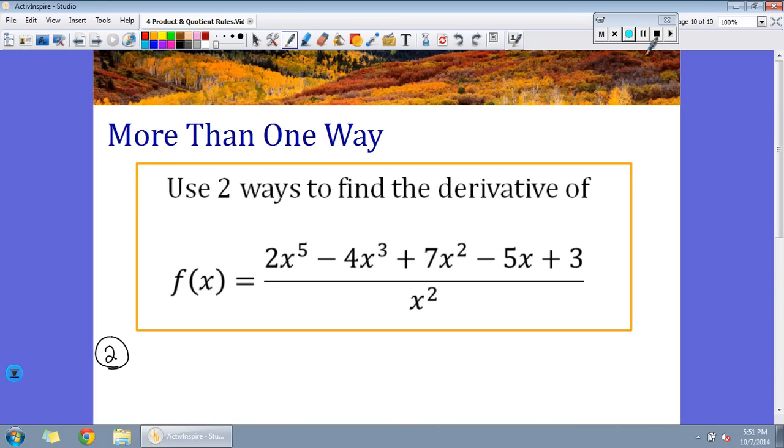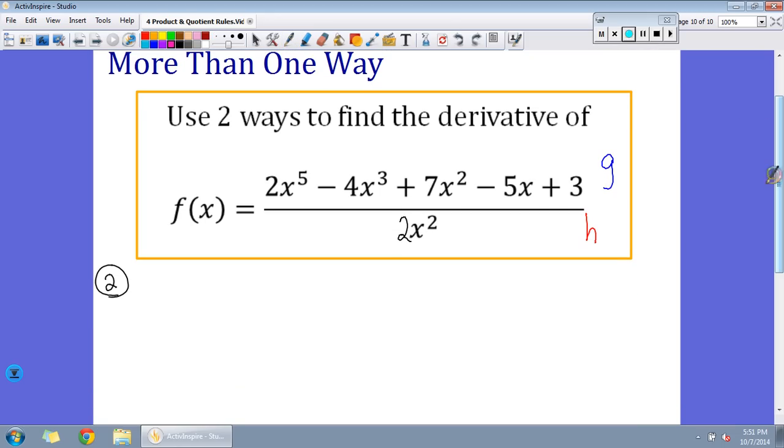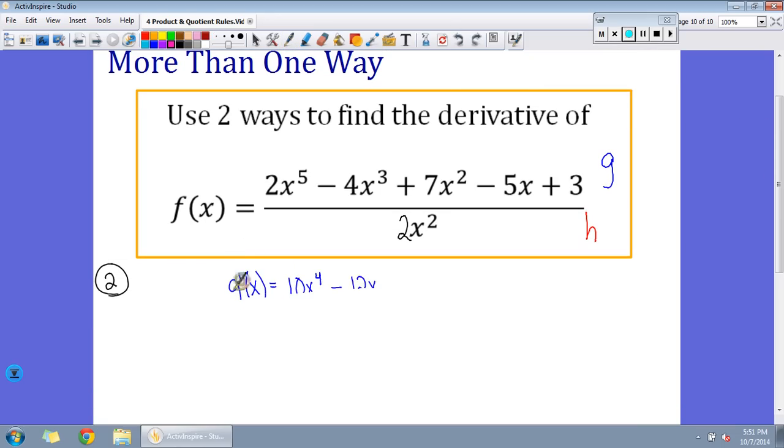For our second way to calculate the derivative, we're going to use the quotient rule. I'm going to make my numerator g, and I'm going to make my denominator h. And again, we're making the denominator 2x squared versus just x squared. So the first thing I'm going to need is to take the derivative of g of x.